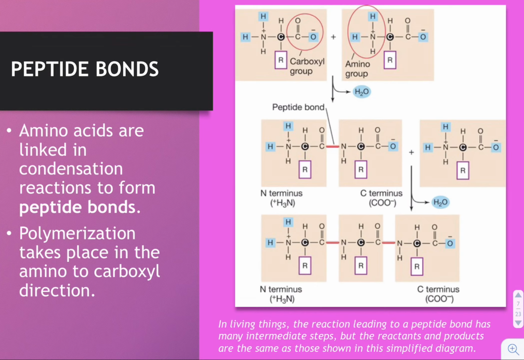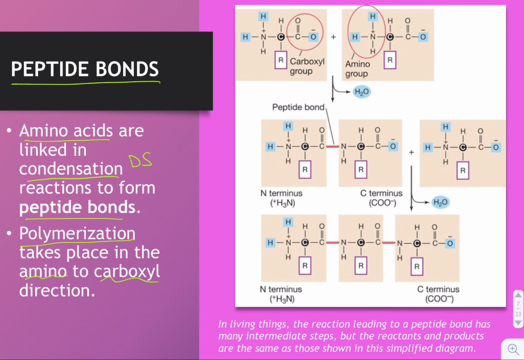So you're seeing this word peptide, right? Especially in polypeptide. Peptide is a type of bond. So we have peptide bonds. That's what links amino acids together in those condensation reactions or dehydration synthesis reactions to form those peptide bonds. So polymerization, the creating of this polymer, takes place in the amino to carboxyl direction.